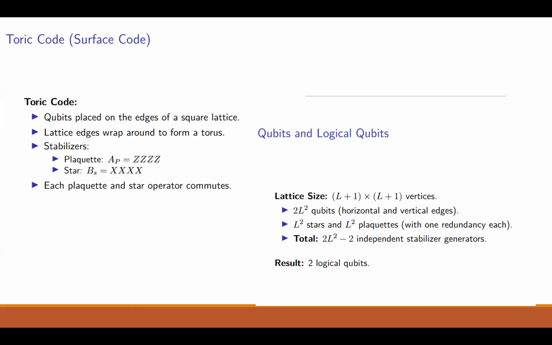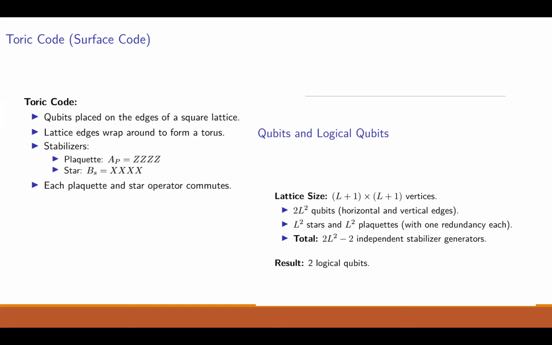And how many constraints do you have? You will have L squared stars, where stars are basically XX, and then you have L squared plaquettes. Each plaquette gives you one constraint, and each star also gives one. So in total you get 2L squared constraints. You might think there's a unique ground state, because you have 2L squared qubits and 2L squared constraints.